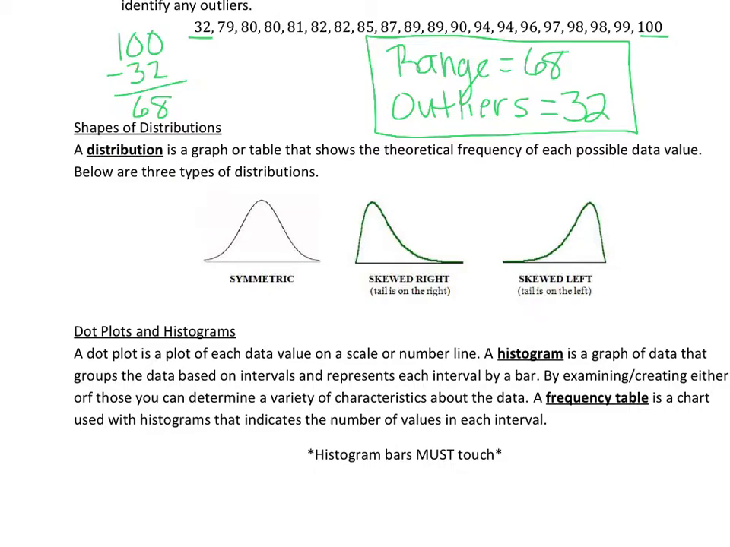Dot plots and histograms. A dot plot is a plot of each data value on a scale or number line. A histogram is a graph of data that groups the data based on intervals and represents each interval by a bar. By examining or creating either of those, you can determine a variety of characteristics about the data. A frequency table is a chart used with histograms that indicates the number of values in each interval. It's very important that you know that histogram bars must touch.